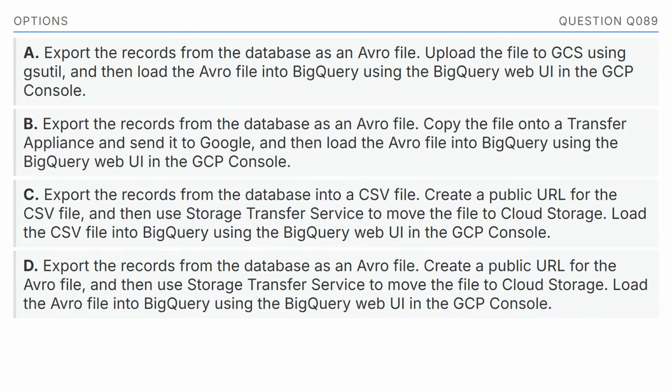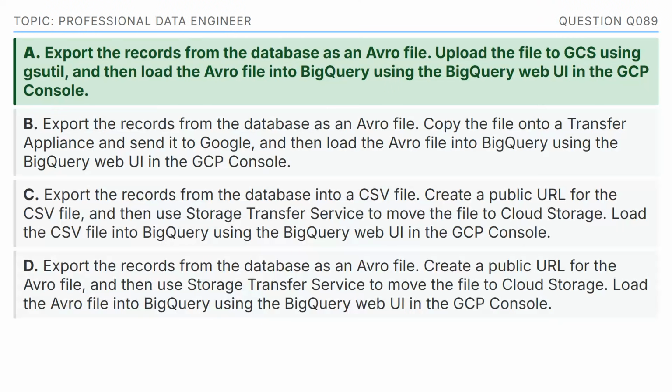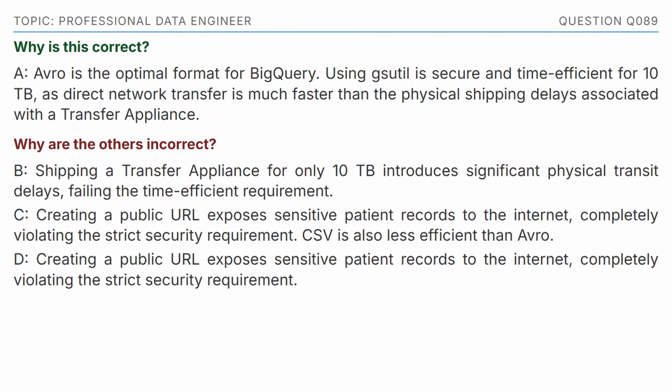To arrive at the correct answer, we focus on the keywords: sensitive patient records, 10 terabytes, secure and time efficient. The correct answer is option A. Export the records from the database as an Avro file. Upload the file to GCS using gsutil, and then load the Avro file into BigQuery using the BigQuery web UI in the GCP console. Why is this correct?